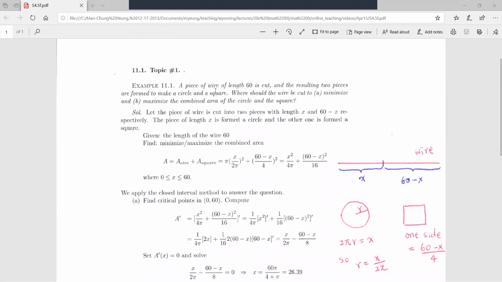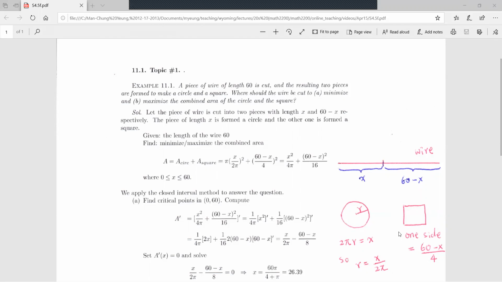A piece of wire of length 60 is cut, and the resulting 2 pieces are formed to make a circle and a square. Now the question is, where should the wire be cut to maximize and minimize the combined area of the circle and the square?